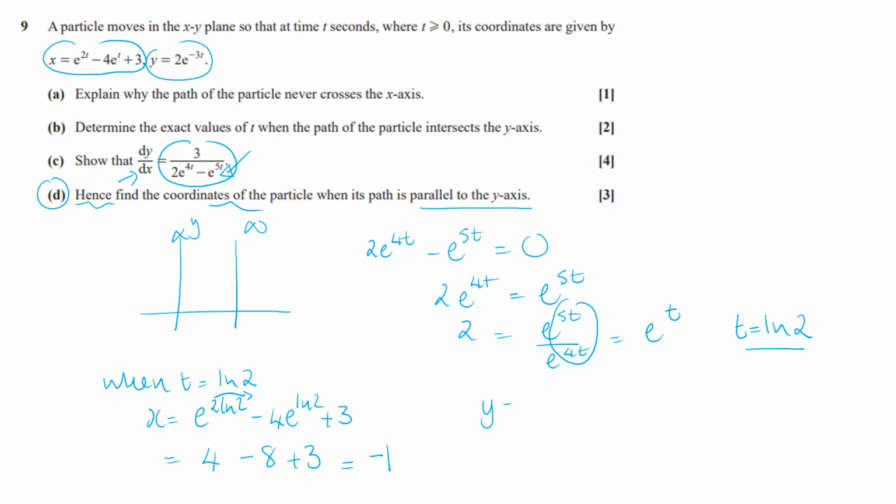And what will y be? Y will be 2 e to the minus 3 ln of 2, which will be 2 e to the, take that up, the ln of 2 to the minus 3, which will be 2 times 2 to the minus 3, which is an eighth, which will be 2/8, which is a quarter. So the coordinate where it's parallel to the y-axis is minus 1, 1/4.